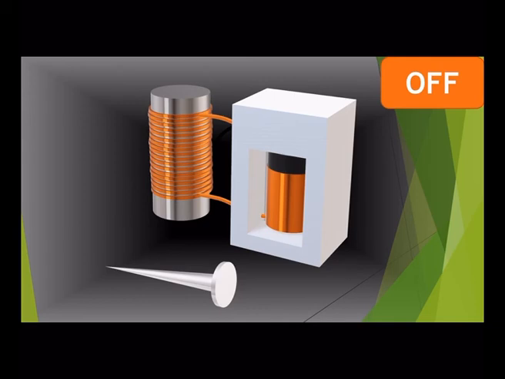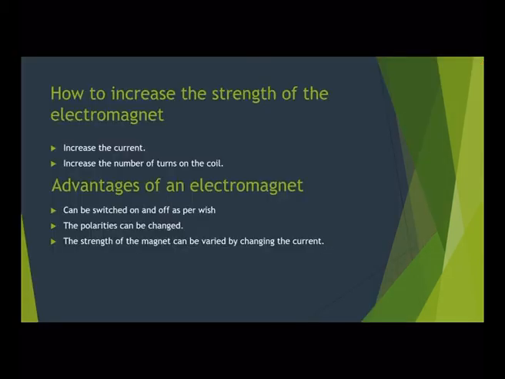What possible application can you have of a magnet that can be turned on and off? Well, the limit is only your imagination. How to increase the strength of the electromagnet? Increase the current flowing through the wire, and increasing the number of turns on the coil can increase the strength of the electromagnet.